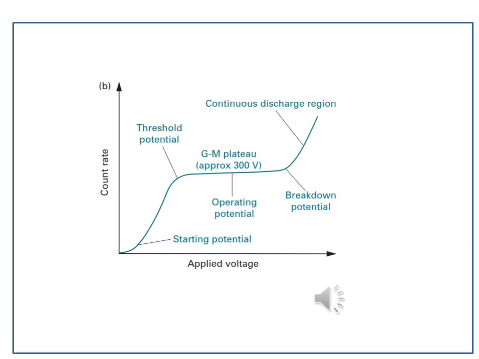This graph shows the count rate versus the applied voltage: the starting potential, then the threshold potential and the operating potential, where the approximate voltage range is 300 volts, and then the breakdown potential. Lastly, the continuous discharge region.